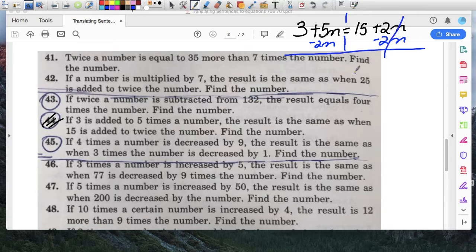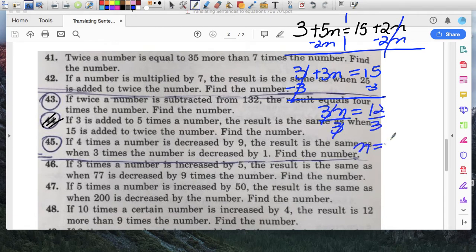This goes out. I'm going to be left with 15 on that side. 3 comes down, and 5n minus 2n is positive 3n. That's a two-step equation. Minus 3 on this side, minus 3 on this side. Cross out, I get 3n equals 15 minus 3 is 12. Divide both sides by 3. And n equals 4. And that one was not that bad.